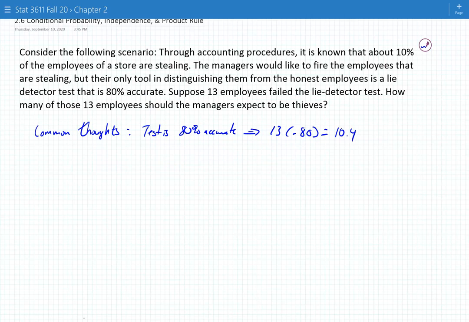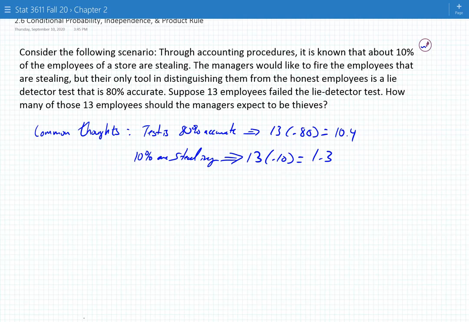Another common thought is that 10% of the employees are stealing. So if 13 of them failed the test, 10% of those people are actually stealing, and that is 1.3. Again, you can deal with rounding however you need to. Those are just some reasonable common thoughts at first glance.